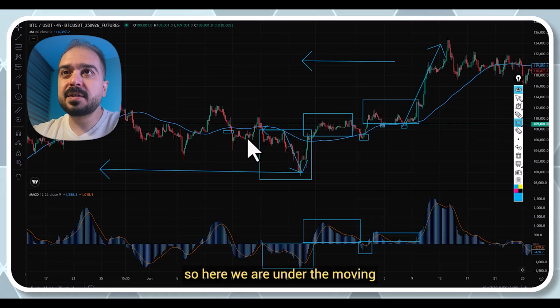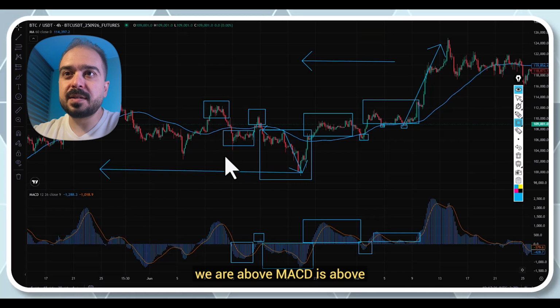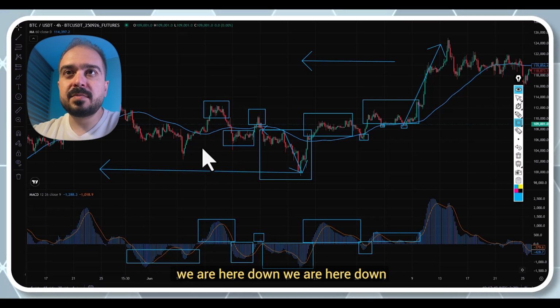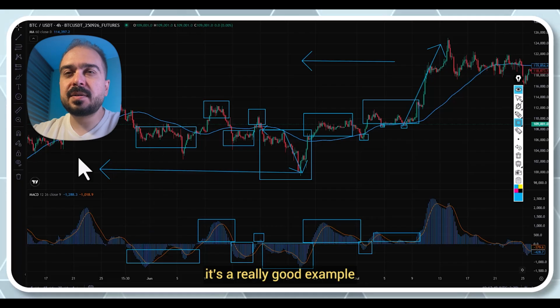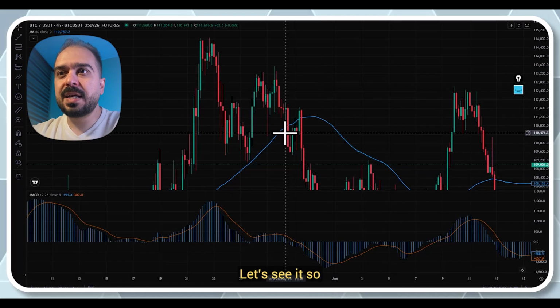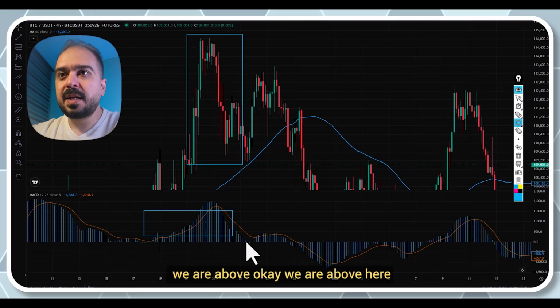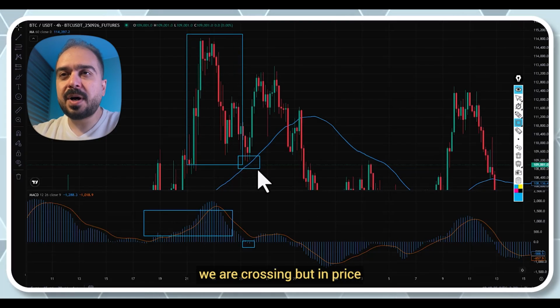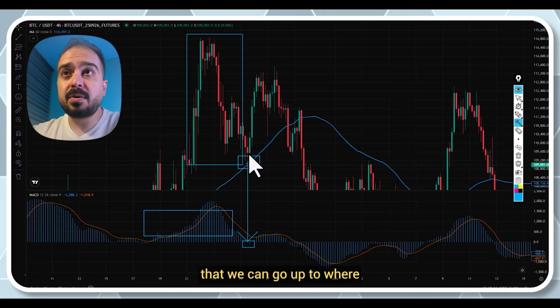So here we are under the moving average, MACD is under it too. Here we are above, MACD is above. Here we are above, MACD is above. We are here down, we are here down. Here, before that, in this point, it's a really good example. Let's see it. So, as you can see, here we are above, okay? Here we are crossing the level in MACD, but in price we are not. So it's a sign that we can go up to where?